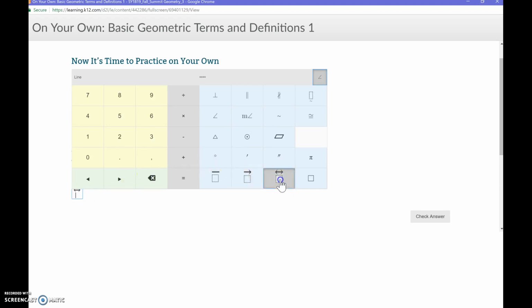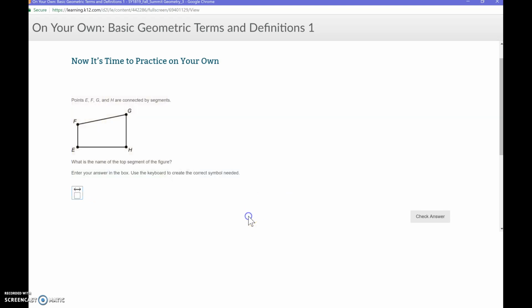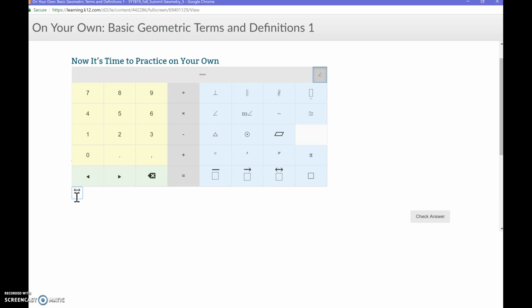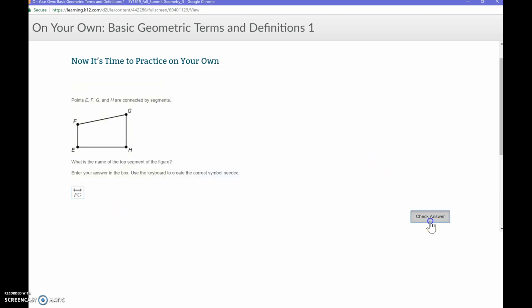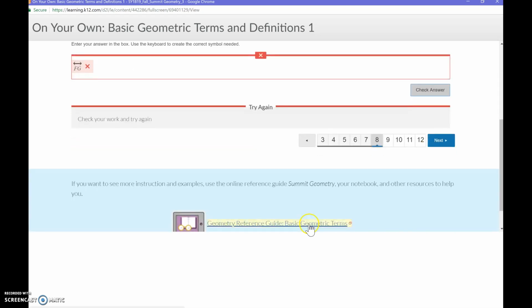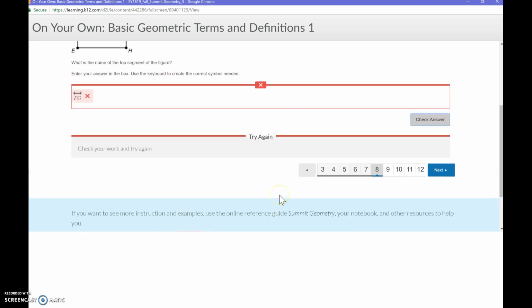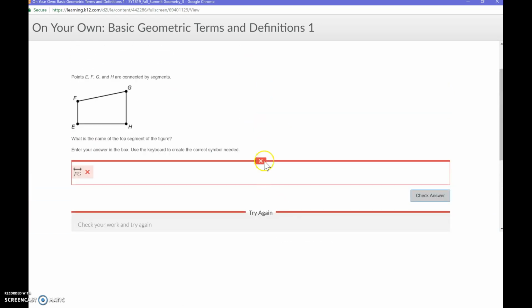So what if we say it's a line? What's the name of our line? Top segment. FG. Let's check our answer. Uh-oh. We have to check our work and try again. Once again, if we need more help, they're going to give us some examples. So let's X this out.